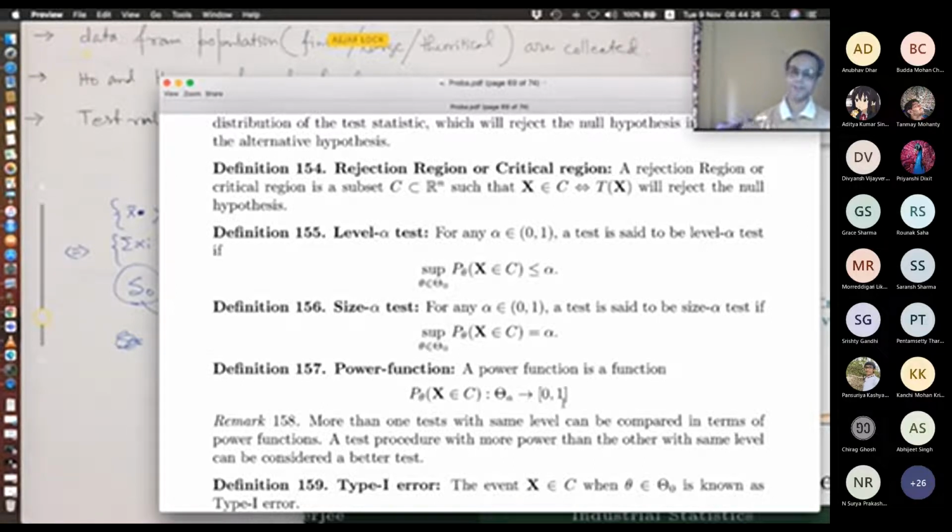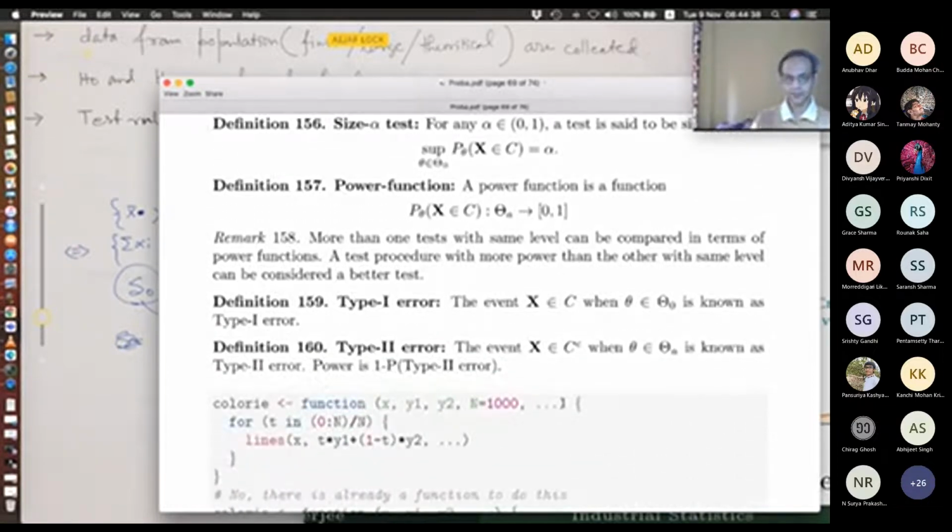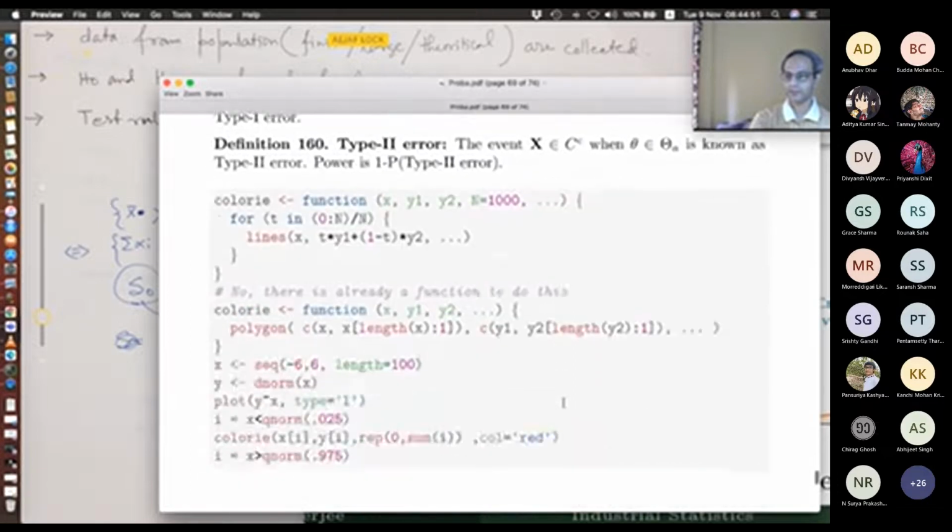But it is evaluated for each value of the parameter which is in the alternative hypothesis. So the tests you can compare only when they have the same level or size. Otherwise, two tests are not comparable. So type 1 error and type 2 error we have defined.